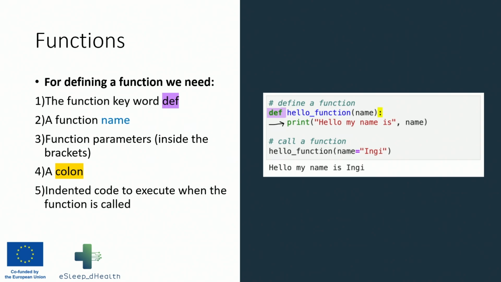We call this function by writing the function name, writing round brackets, and writing the parameter that we want to fill in, and then define the value for this parameter. And this time we use the name Ingi. And when we call this function, we will get the output, hello, my name is Ingi. So you see, we don't need to repeat this printing code block again. And we could now use any name as a function parameter to print different sentences, always starting with hello, my name is, and then the name that we fill in.